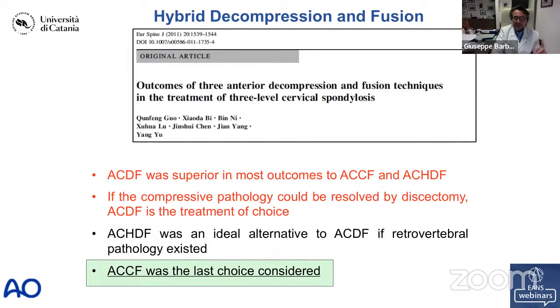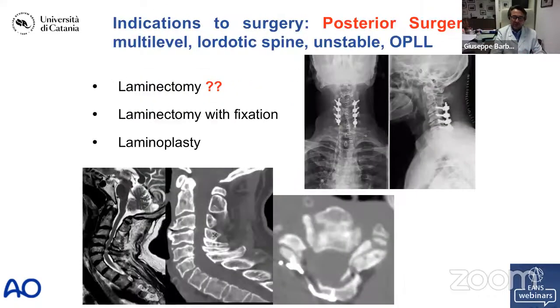It is important to understand that if the compressive pathology is at the disc level, this can be resolved by discectomies, ACDF, even at multiple levels, and ACDF remains the treatment of choice. The hybrid technique is an ideal alternative to ACDF if we have to deal with retrovertebral pathologies. Those pathologies, those compressions which are just behind the mid portion of the vertebral body. But these authors, more than 10 years ago, came up with a conclusion that corpectomy and fusion was the last choice to be considered because of complications, because of the rate of pseudoarthrosis.